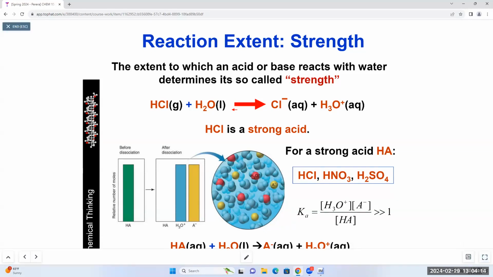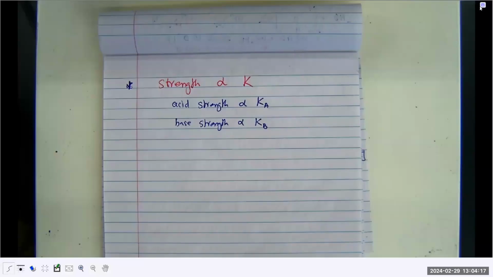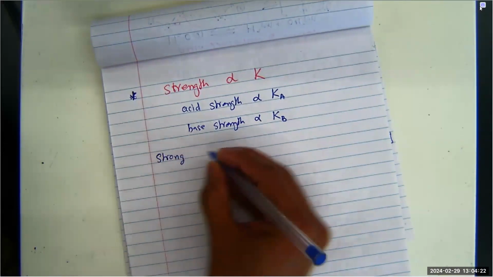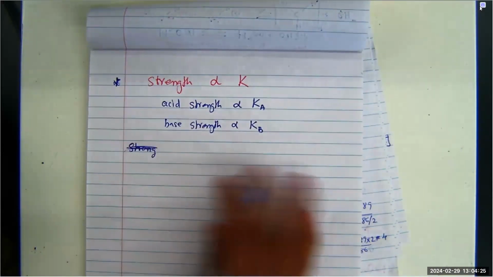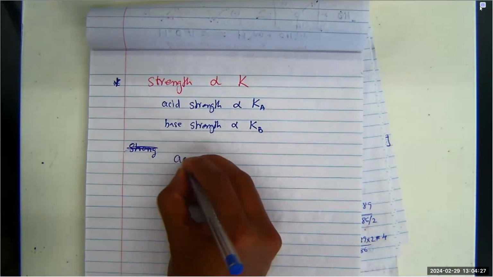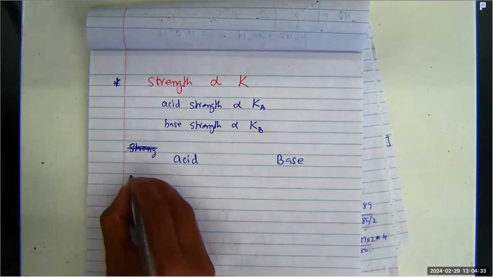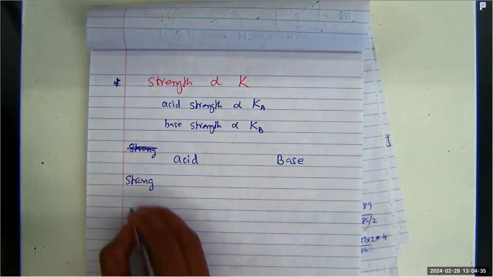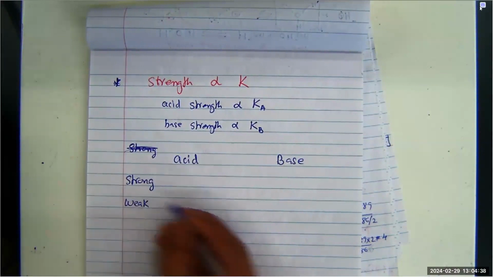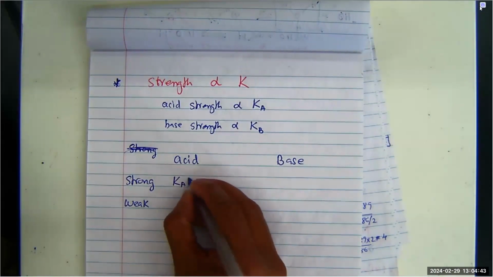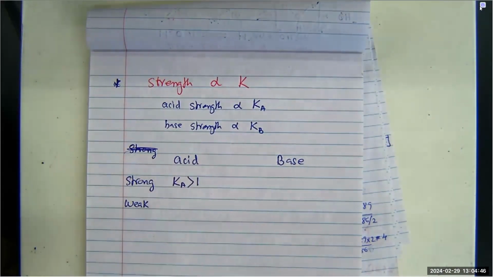It's about the wording. I'm going to actually write this here as well. Strong acids, right? Acid, base, okay? So we have strong acids and then we have weak acids. So far what we know is if your acid is strong, then our Ka value is greater than 1. That's it. Meaning you have more products than the reactants at the equilibrium.